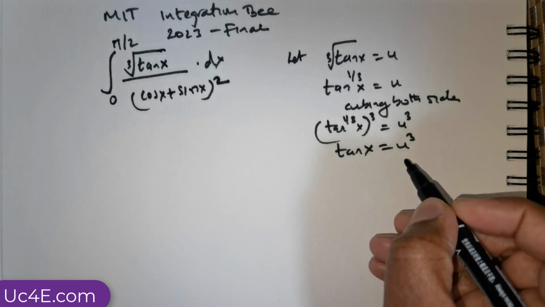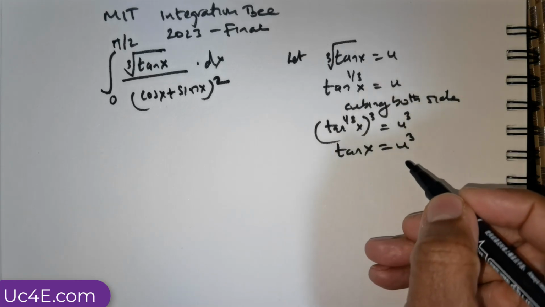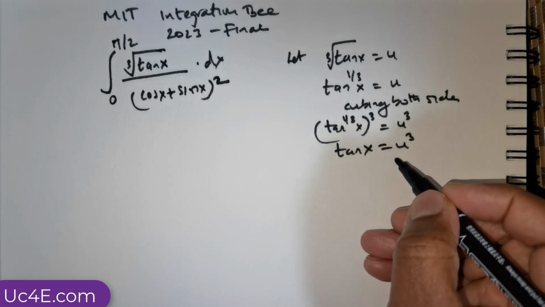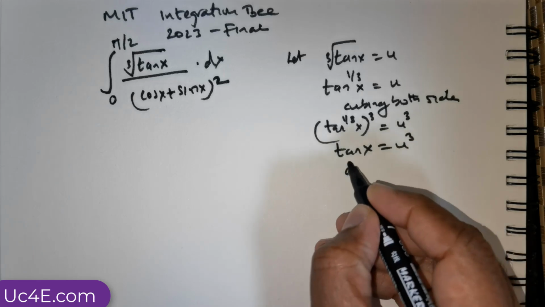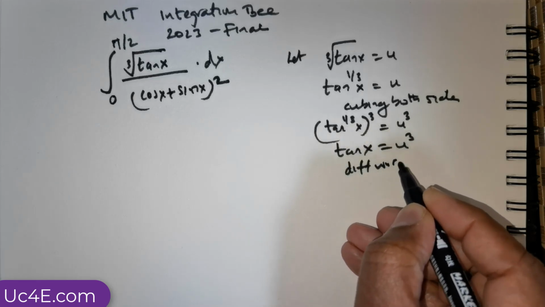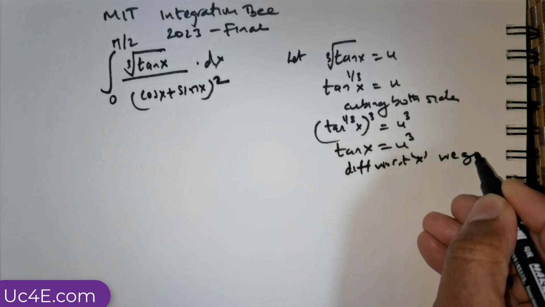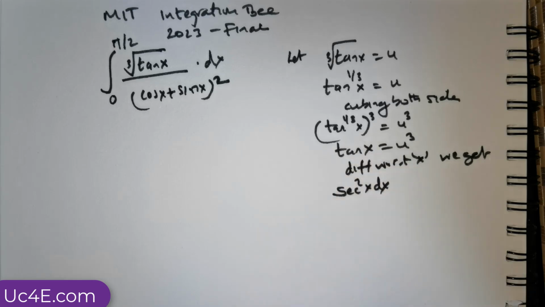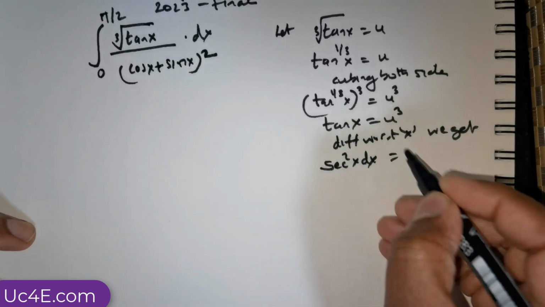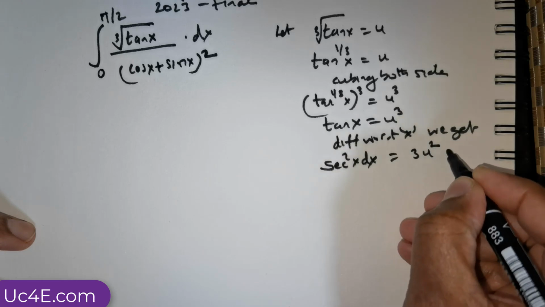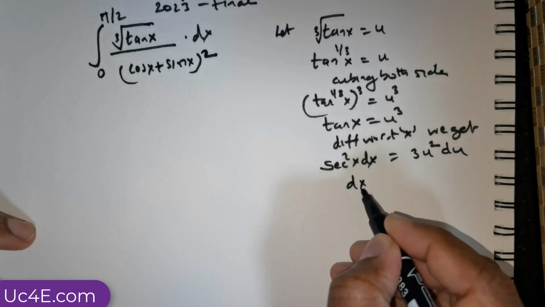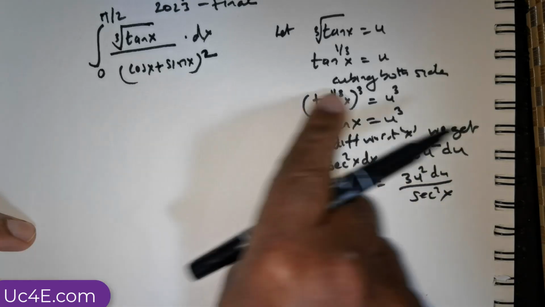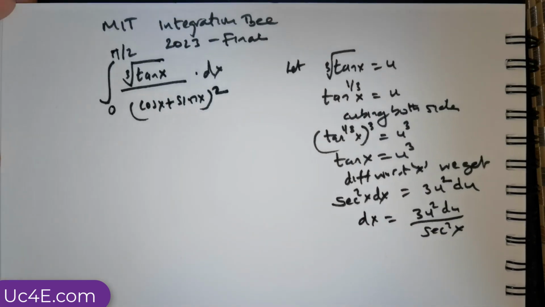Now you can either take it as u or t, whatever you wish. If I differentiate both sides with respect to x, the differentiation of tan x is secant squared x dx, and the differentiation of u cubed is 3 times u squared du. I can rewrite this as dx is equal to 3 times u squared du divided by secant squared x. I am not changing the limits for the time being.